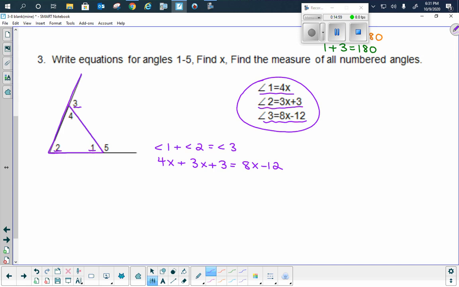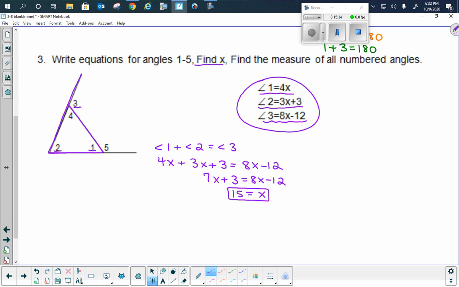I've now written my equation, okay, to be able to solve for x. So I'll go ahead and combine like terms. So I've got 7x plus 3 equals 8x minus 12. And maybe I will subtract 7x from both sides so that it can be positive. 8 minus 7 would give me 1x. If I add 12 to both sides, I'll get 15. Remember, 15 equals x is the same as x equals 15. So we've taken care of the finding x part.